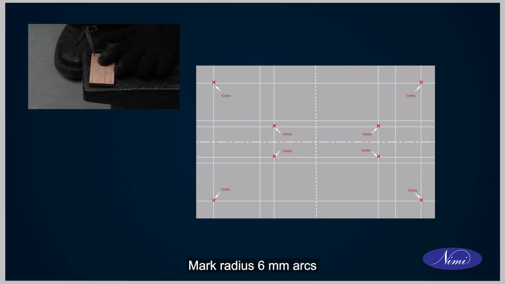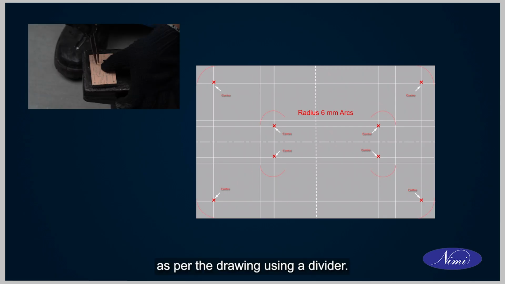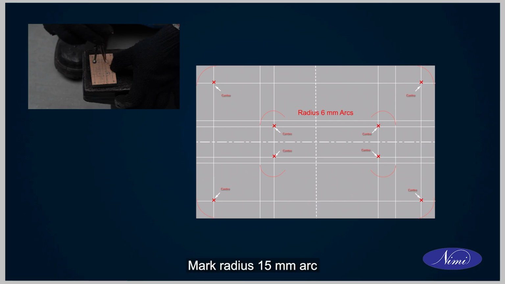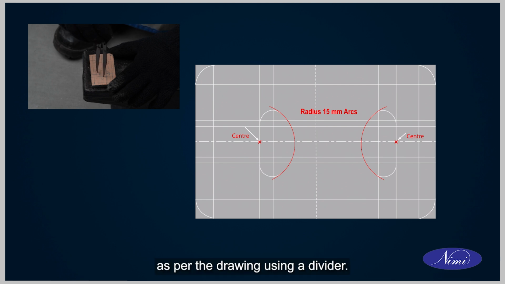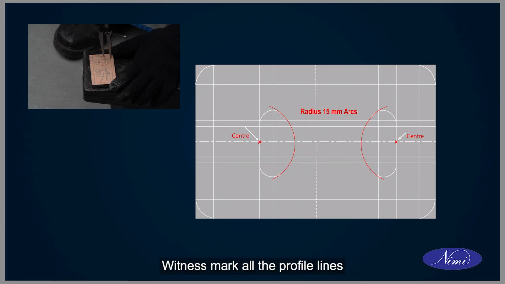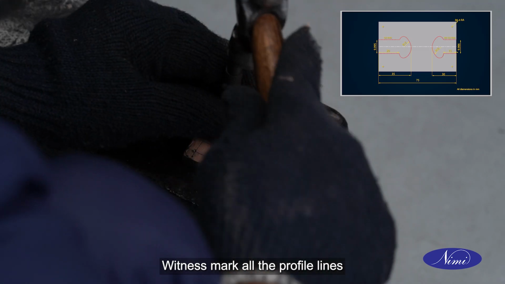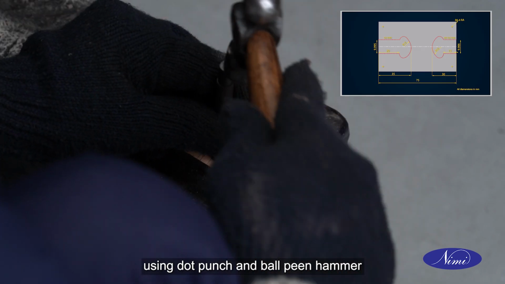Mark radius 6 mm arcs at given locations as per the drawing using a divider. Mark radius 15 mm arc at given locations as per the drawing using a divider. Witness mark all the profile lines using dot punch and ball peen hammer.